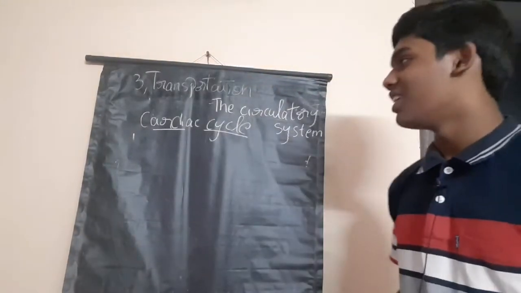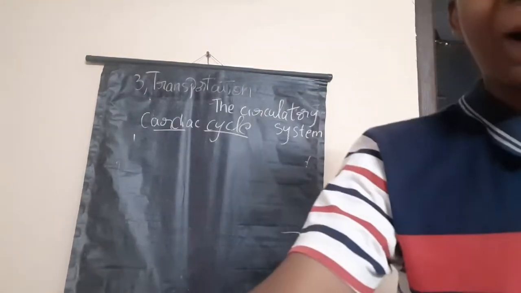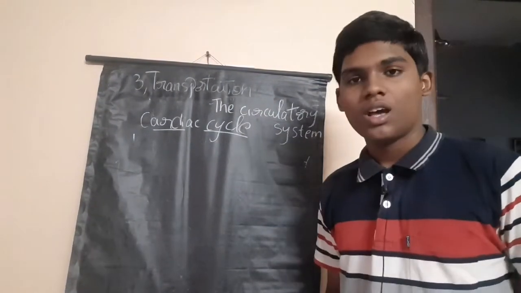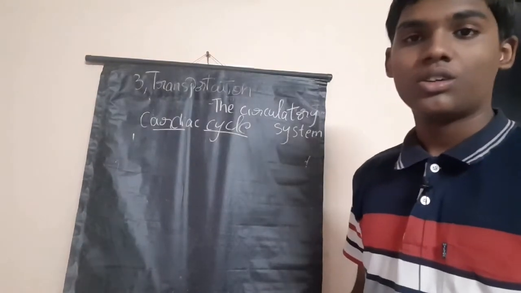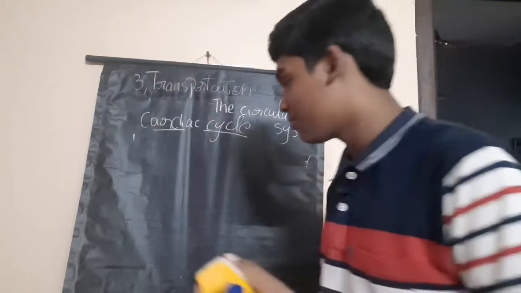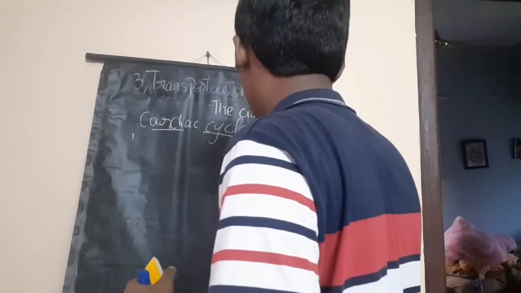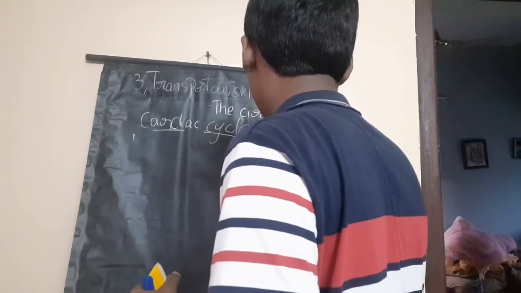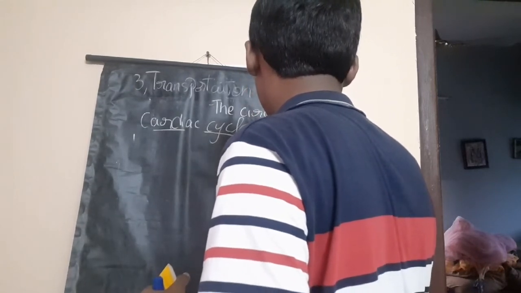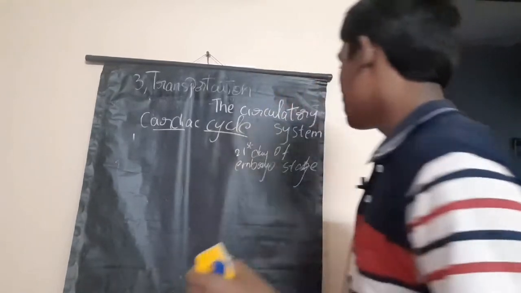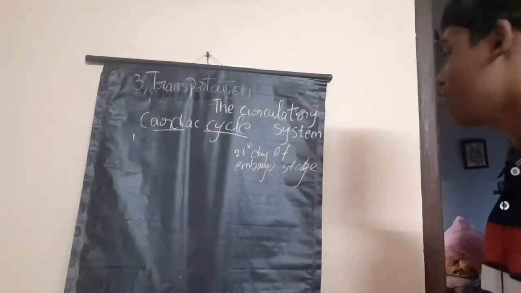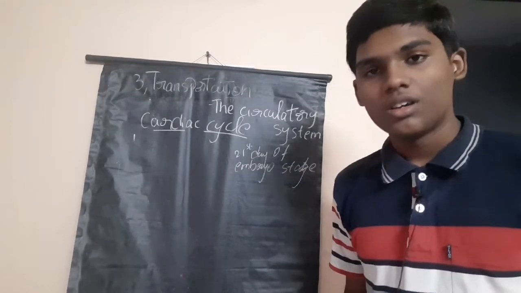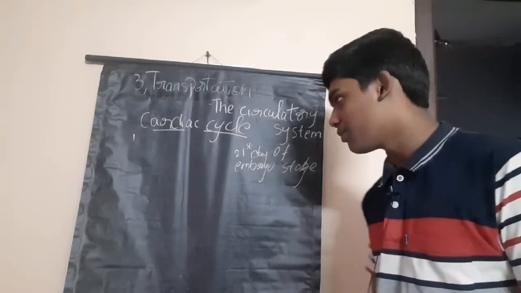Okay, friends, I will discuss the cardiac cycle. First of all, our heart starts beating from the 21st day of the embryo stage. And when our heart stops beating, what happens? It leads to death.